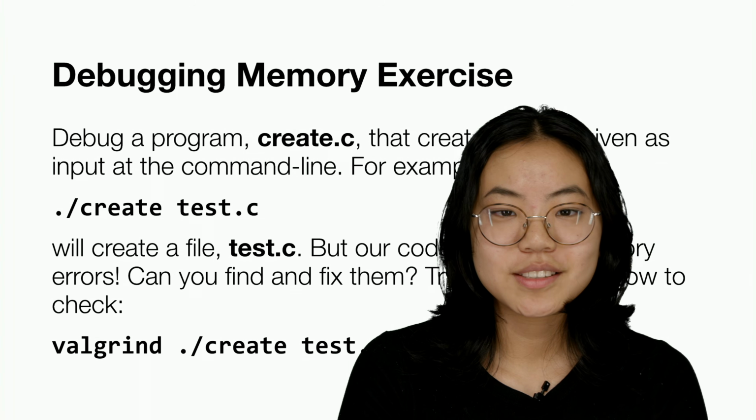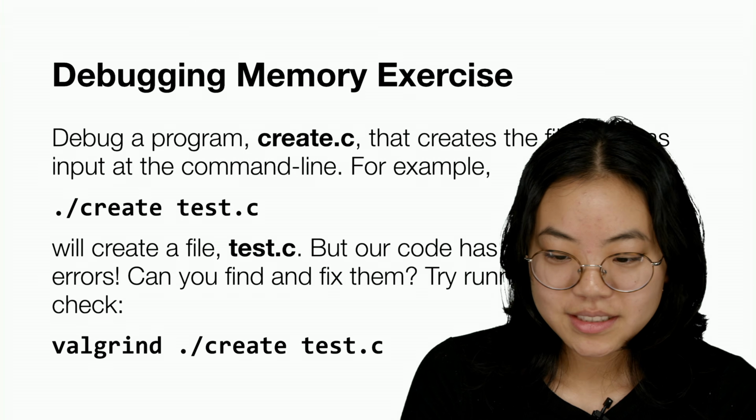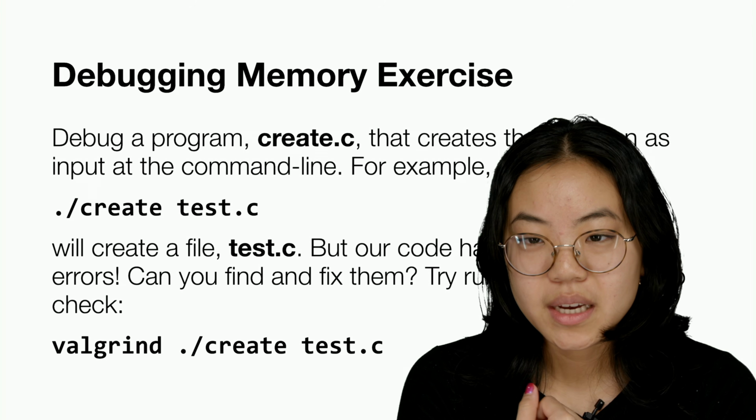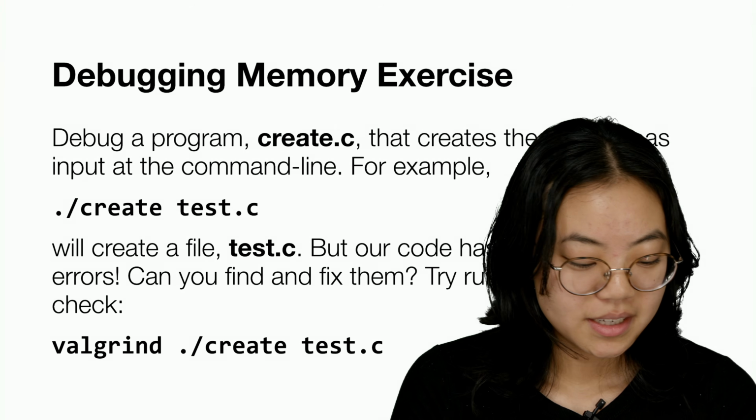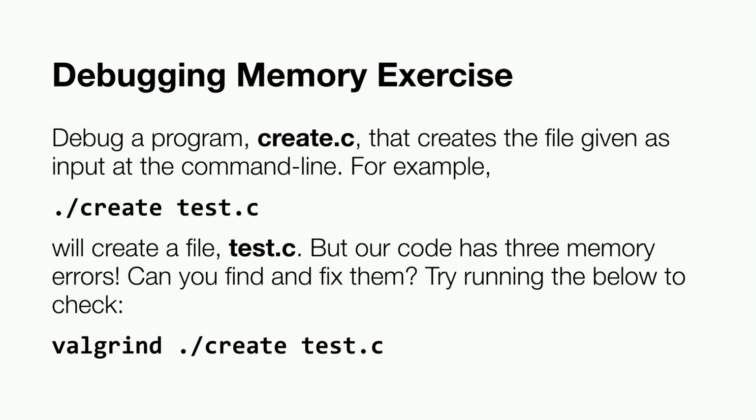Okay, we're gonna do another exercise here, and it's gonna be less coding and more debugging, like what is gonna go wrong with spotting some of these memory issues. So we're gonna debug a program create.c that creates a file given as input at the command line. So if I run ./create test.c, it's gonna create a file called test.c. But our code has 3 memory errors. Can you find and fix them?